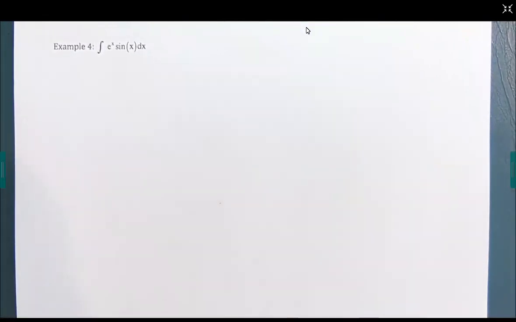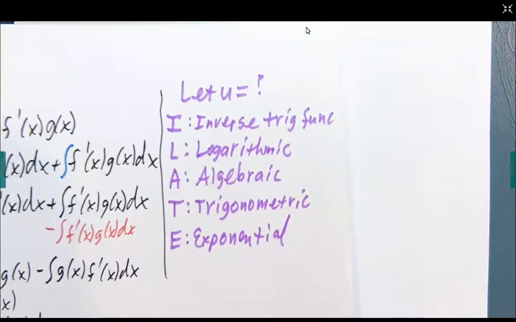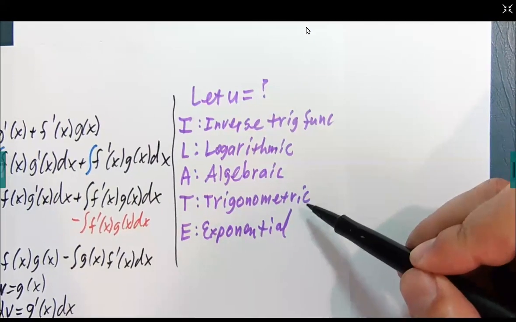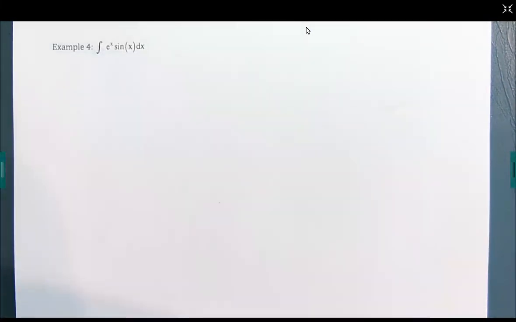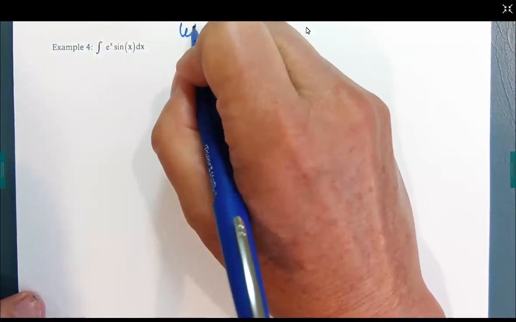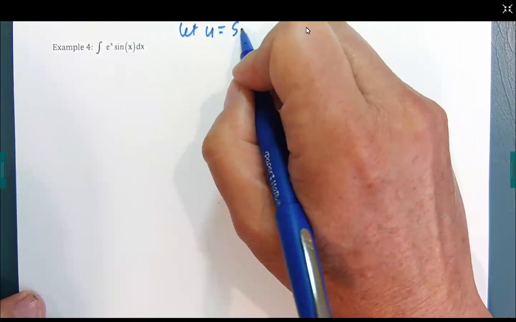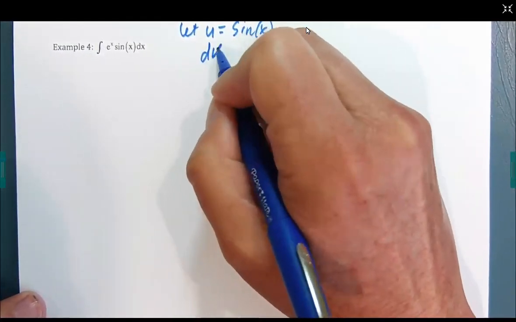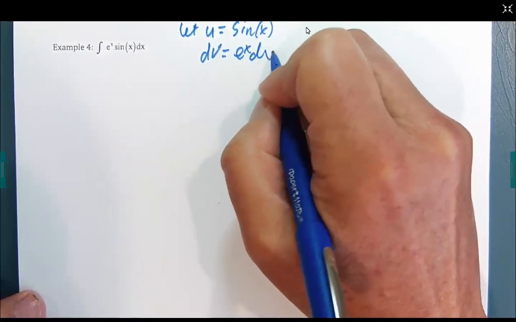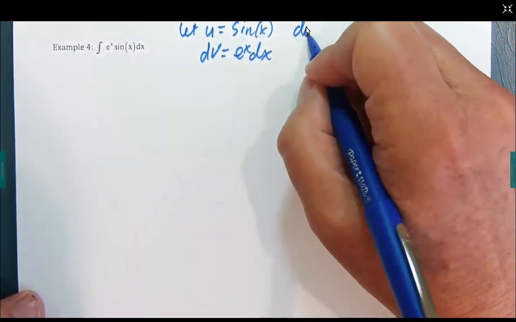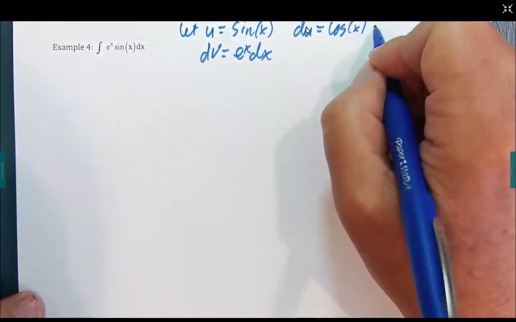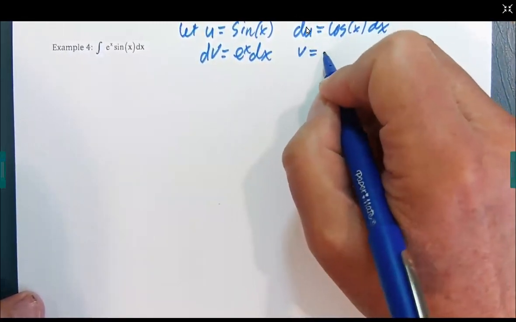All right. So in this case, if I go back to my list, here I have e to the x times sine x. You'll see trigonometric comes before the exponential. So I'm going to let u be the trig function, the sine x in this case. So let u equal sine x, dv is the e to the x dx. du is going to be cosine x dx. v is just e to the x.